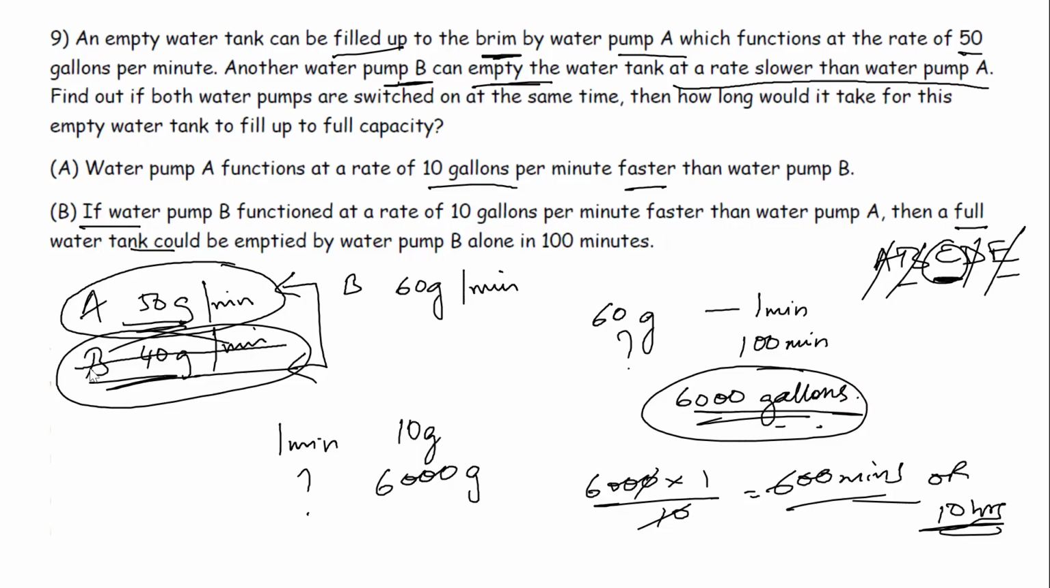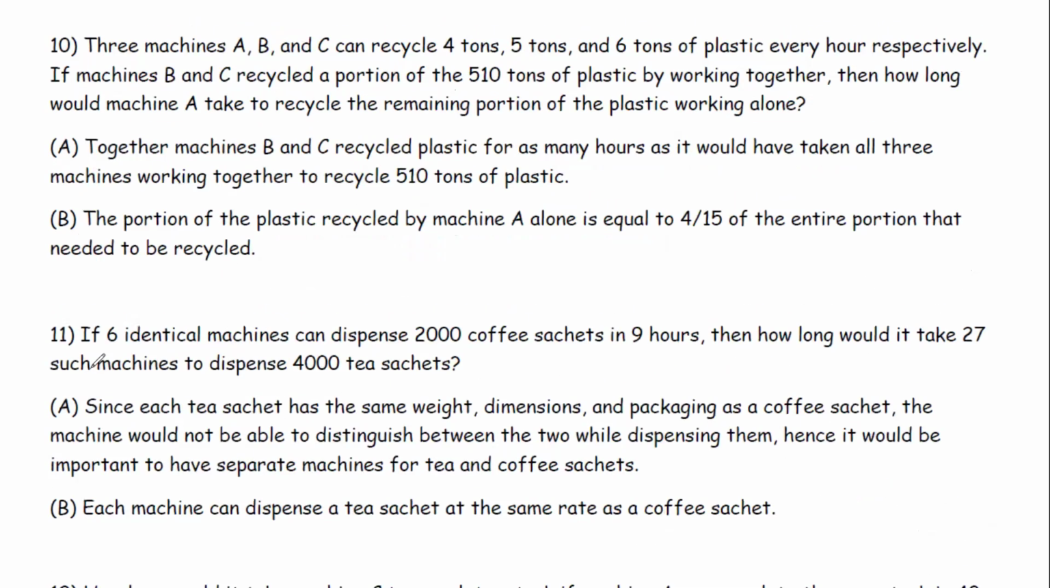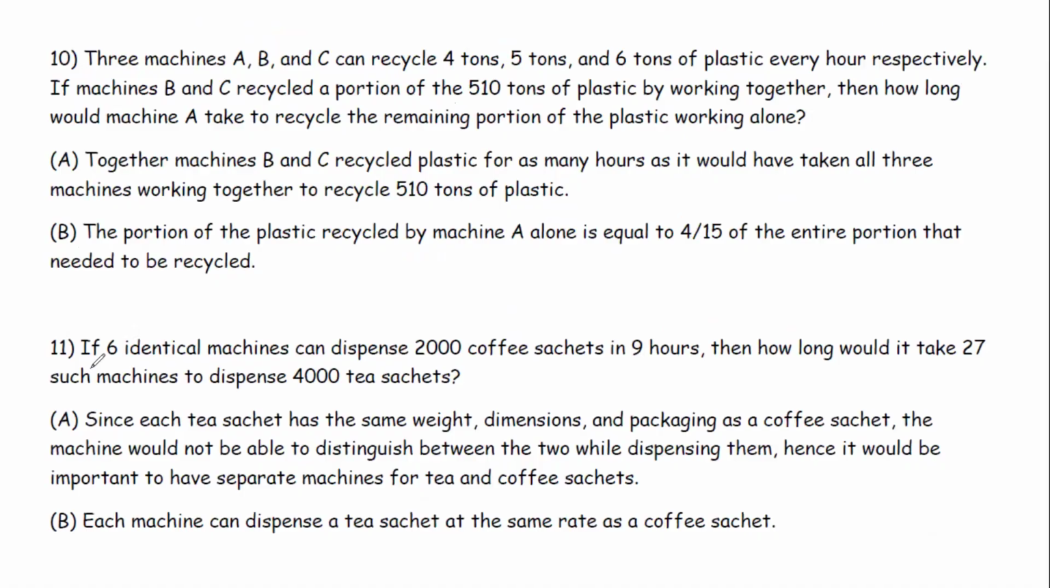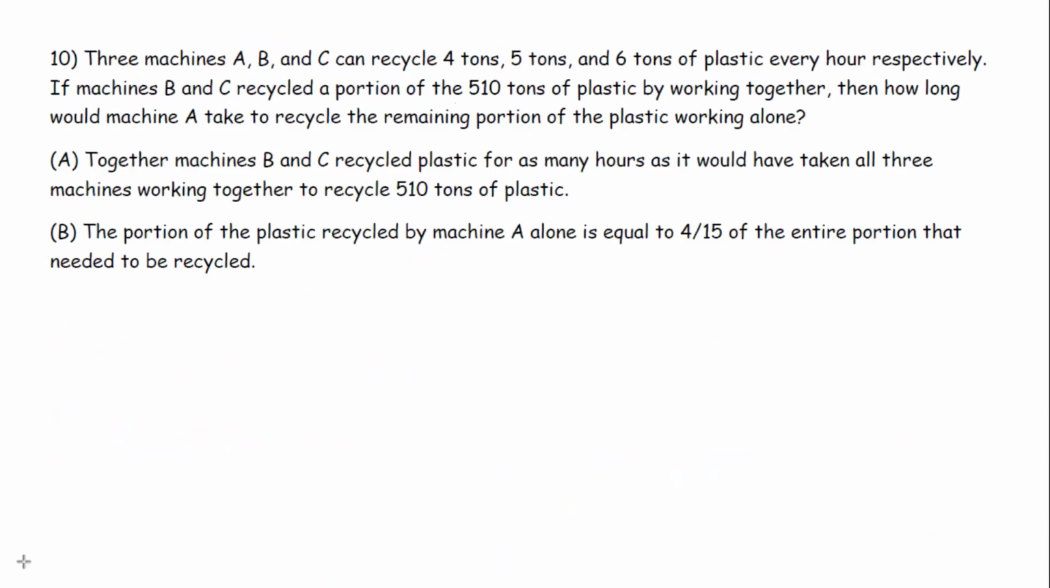Question 10. Three machines A, B, and C can recycle 4 tons, 5 tons, and 6 tons of plastic every hour, respectively. If machine B and C recycled a portion of the 510 tons of plastic by working together, then how long would machine A take to recycle the remaining portion of the plastic working alone?